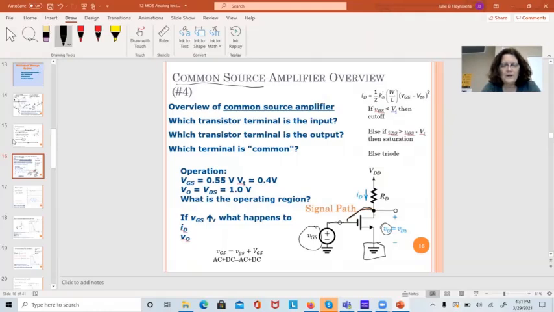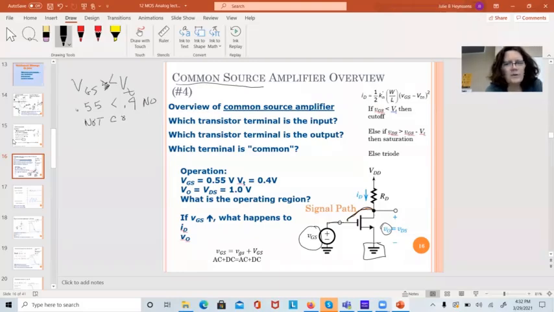And we want to figure out what's going on here. First thing is, what operating region is it in? We're checking to make sure we did this right. So we have, is VGS less than VT? Well, our VGS is 0.55. Our VT is 0.4. No, it's not in cutoff.